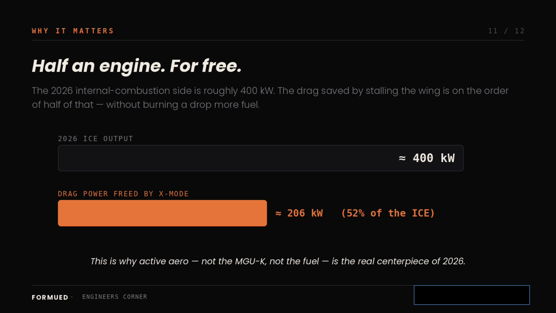And to give you an idea here, the drag power freed up by X mode, 206 kilowatts, is approximately 52% of the internal combustion engine. That's quite a bit. It emphasizes why it's such a centerpiece, right? Why it's such a major item to consider in this sport, and why aerodynamics is so important, right? Because you see these guys just drop a wing down, and you're like, oh, okay, cool, they're gonna go fast now. But what does that actually mean? This is what it actually means, and I think it's beautiful. It's really a beautiful thing to see and understand.